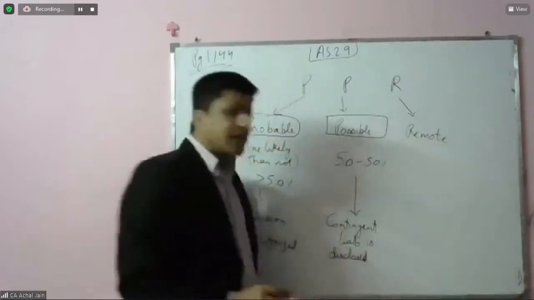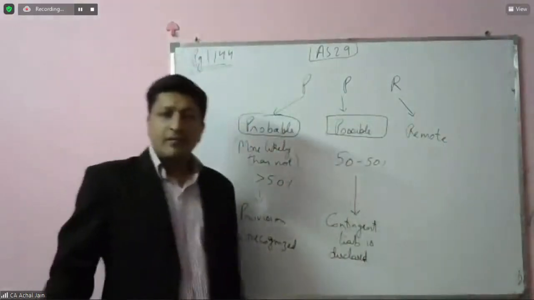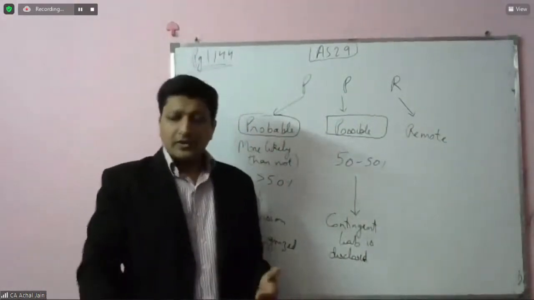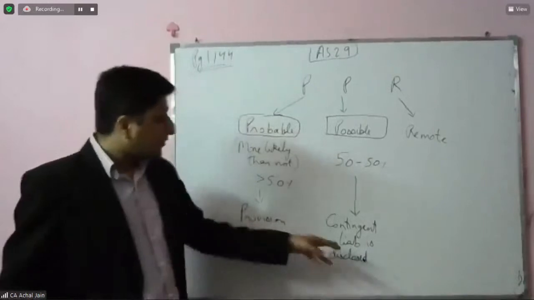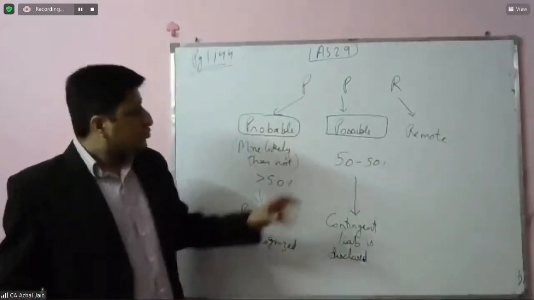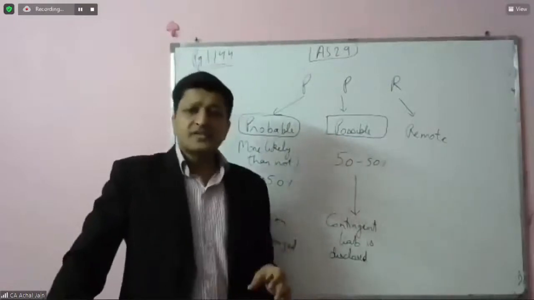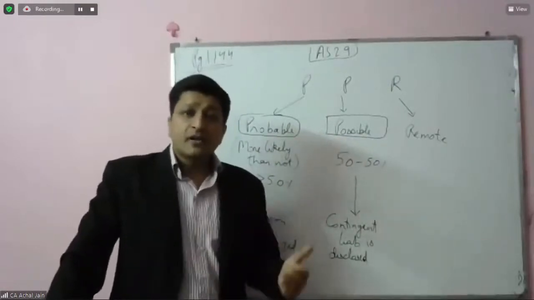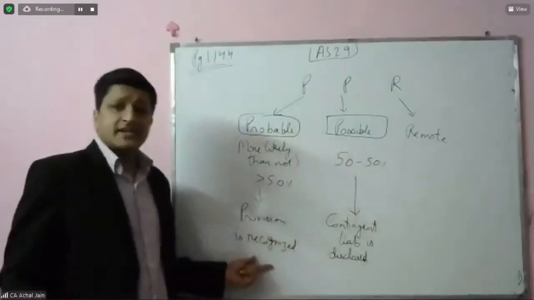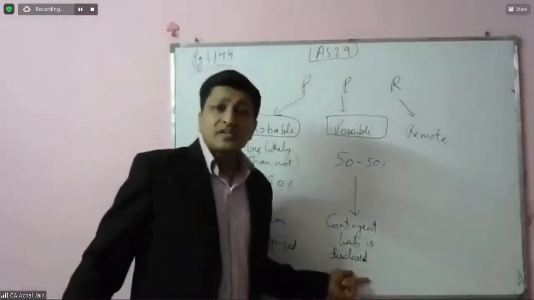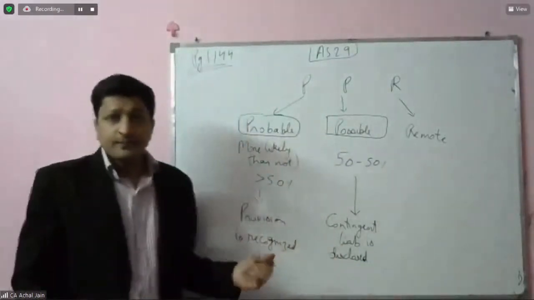So you will never pass an accounting entry for a contingent liability. You will only give a note in the financial statements in respect of a contingent liability. So the moment we say it's possible, it's a 50-50 situation, then instead of recognizing it, we move on to disclosure of a contingent liability.